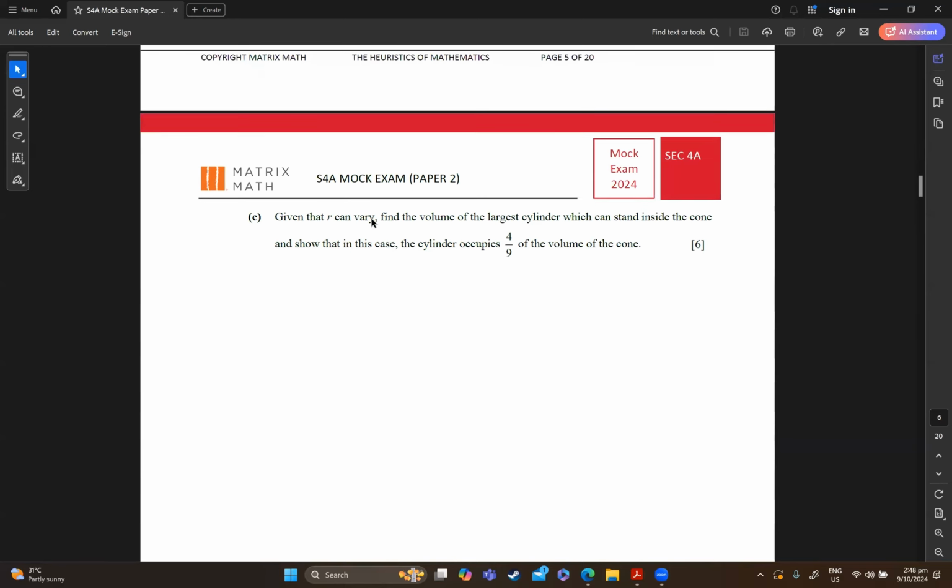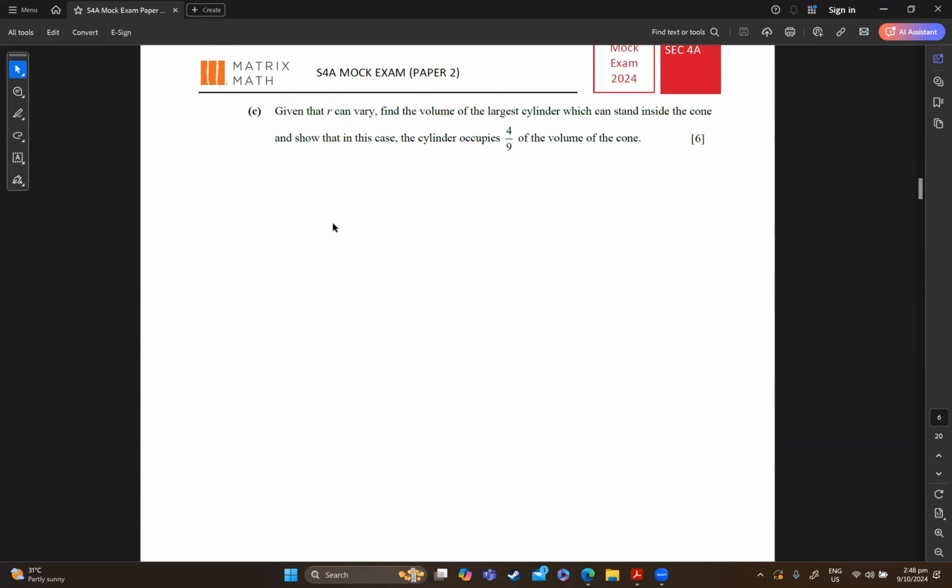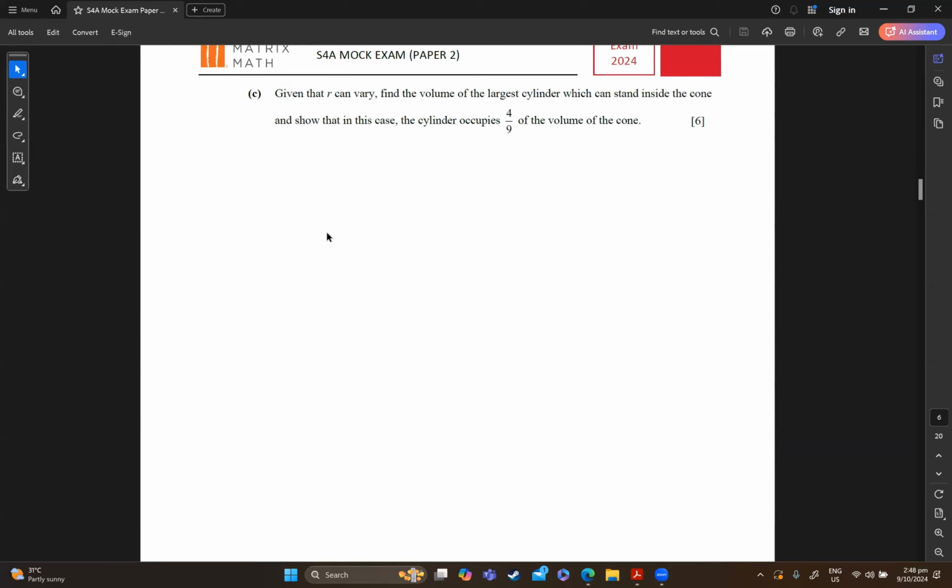Okay, now let's move on to part C. Given that r can vary, find the volume of the largest cylinder which can stand inside the cone and show that in this case, the cylinder occupies 4 over 9 of the volume of the cone. Okay, so notice this is a 6-mark question, which means you have to do quite a number of steps.